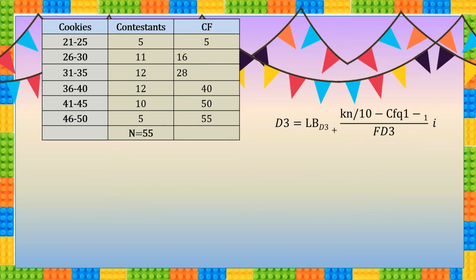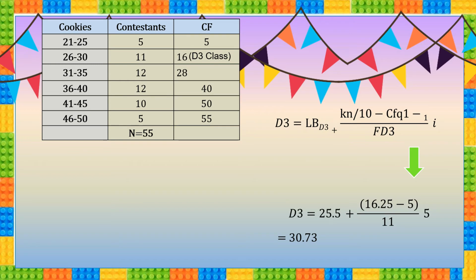Our next question now is decile 3, so the formula to use is this. As you can see, the formula is almost the same, so we will do the same procedures. Now, k is 3, so summation of f will be multiplied by 3 and now divided by 10. Again, we will do the same procedures. Locate the decile 3 class interval and substitute the values. We will simplify to get decile 3, and the decile 3 is equal to 30.73.